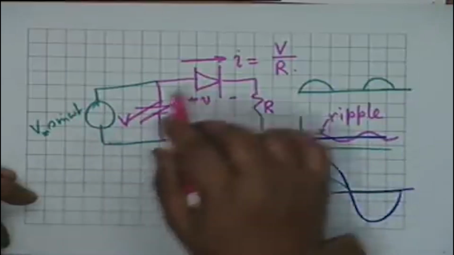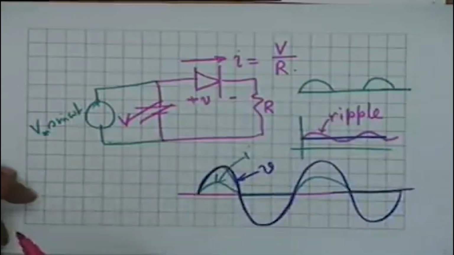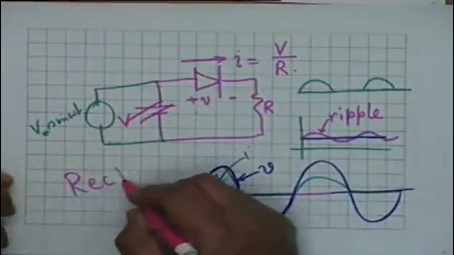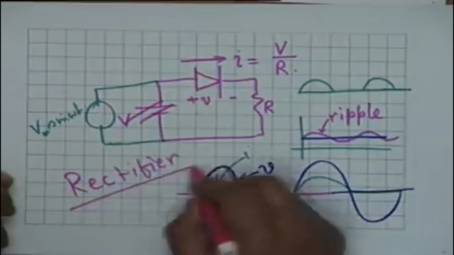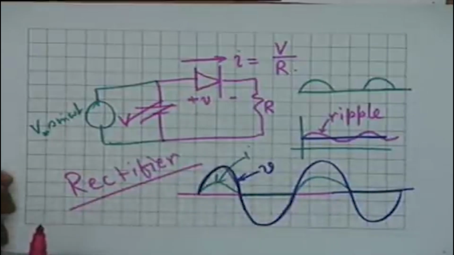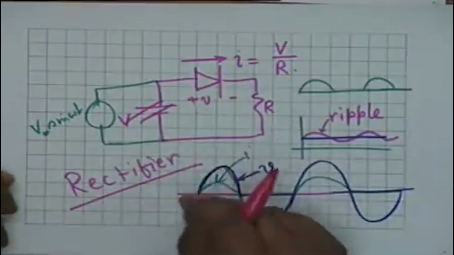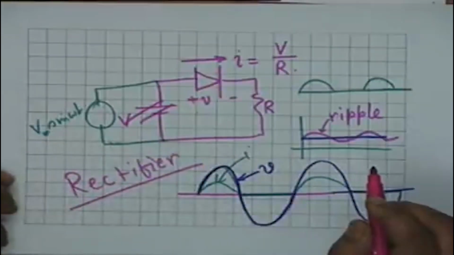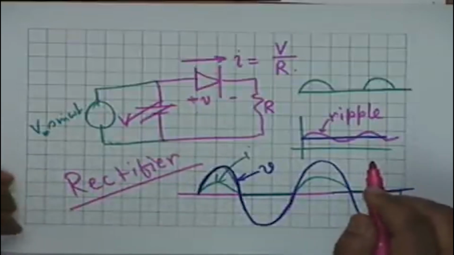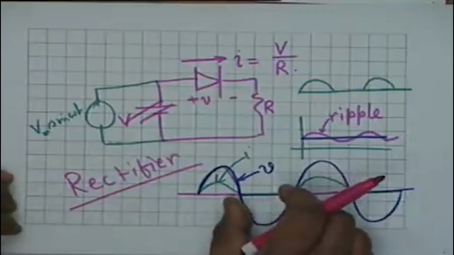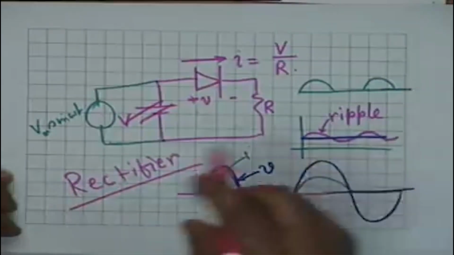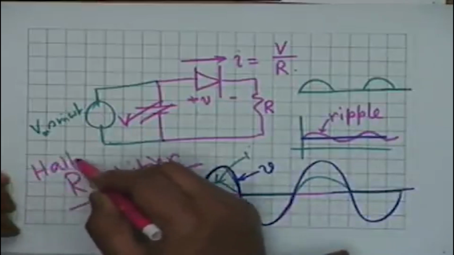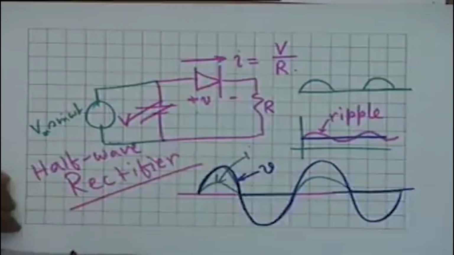Now, a diode used in this manner is called a rectifier. It rectifies the AC voltage to a unidirectional voltage, all right. A diode connected like this, and since it converts only half of the wave, the other half goes waste. We are not doing anything to this. The other half is simply blocked, and therefore this is called a half wave rectifier. A half wave rectifier, all right.